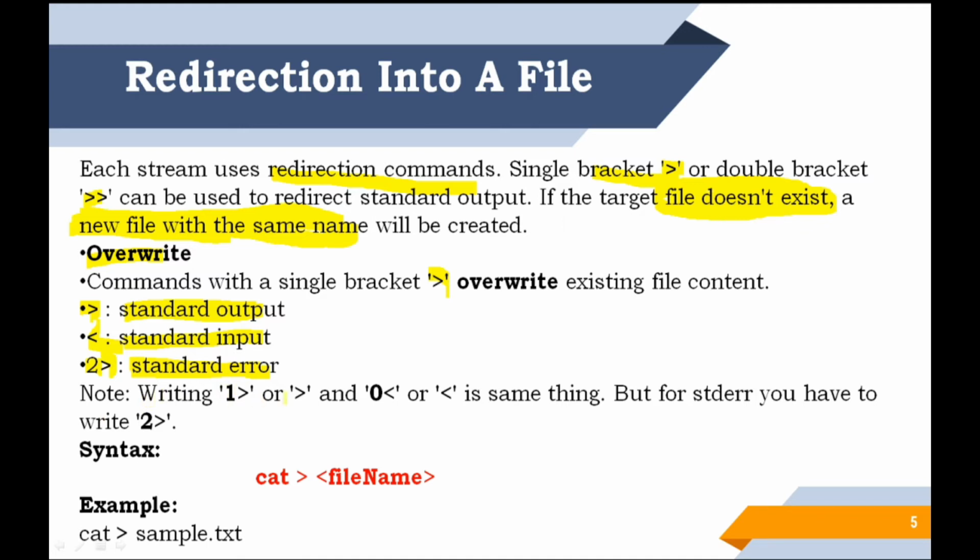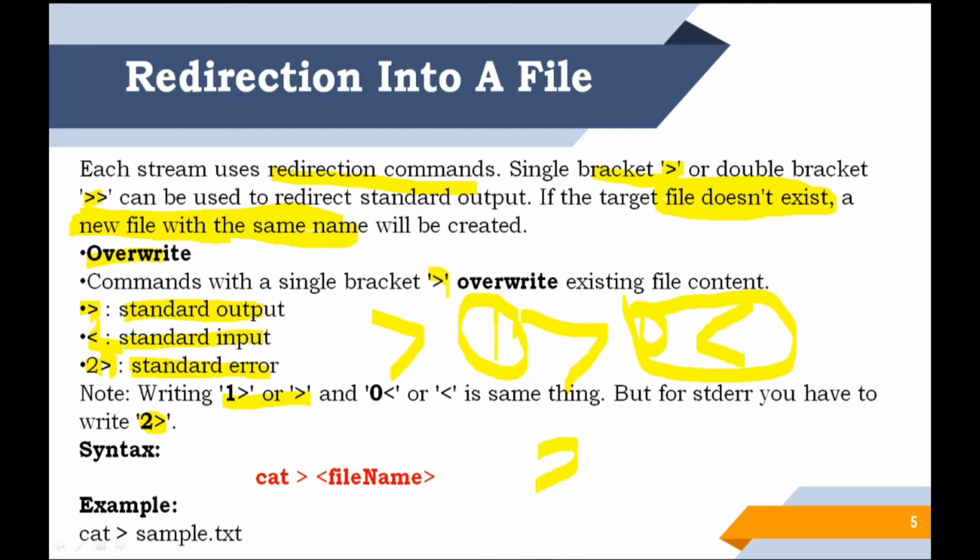Writing 1 and greater than, or just greater than, is the same. There is no need to specify 1 here. If you write only a greater than symbol, by default it is 1, that is my standard output, and it is redirected to some file. So it is not necessary to write the 1. Similarly, what is the integer value for the standard input? 0. If you write a less than symbol or 0 and less than symbol, both are the same. But for the standard error, you compulsorily have to write the integer number 2 before the greater than symbol.